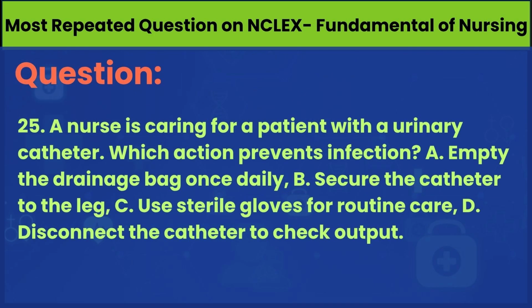25. A nurse is caring for a patient with a urinary catheter. Which action prevents infection? A. Empty the drainage bag once daily. B. Secure the catheter to the leg. C. Use sterile gloves for routine care. D. Disconnect the catheter to check output.